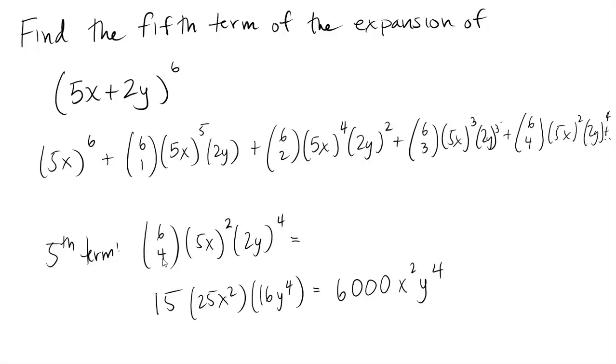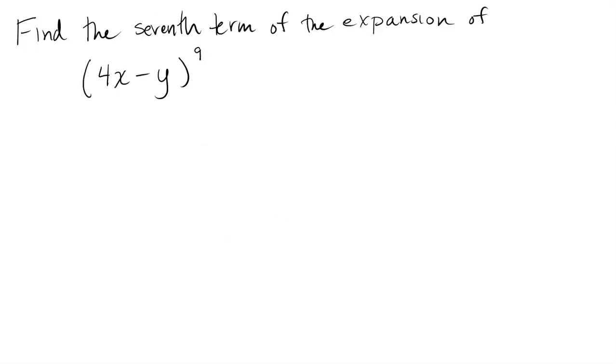That 4 tells us how many copies of the second term we're choosing. So that's got to be a (2y)^4. And if we're choosing 4 copies of 2y, then the remaining 2 terms have to be 5x. So we can put all of this together to jump straight to the term that we want. Let me show you an example of that.